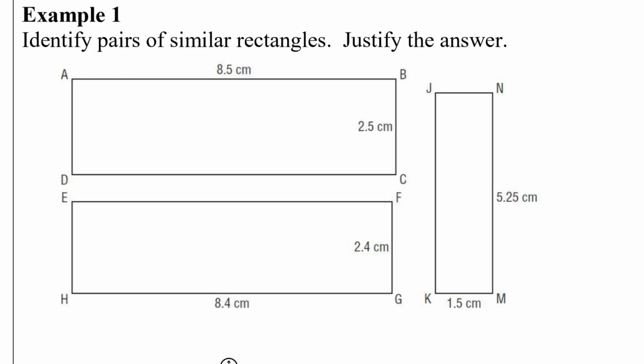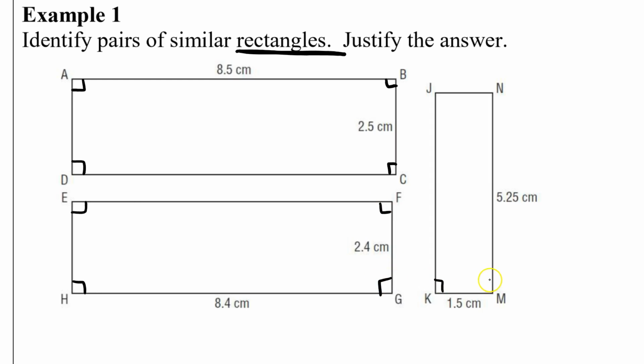Example number one. Identify pairs of similar rectangles and justify your answer. So we don't have any A primes or B primes here, because what we're doing is investigating to see which are similar. We don't know if it's an A prime or B prime because we don't know if these rectangles are similar. Something we don't have to worry about is that the question itself tells us they're rectangles. So we know that all of these angles here are 90 degrees.